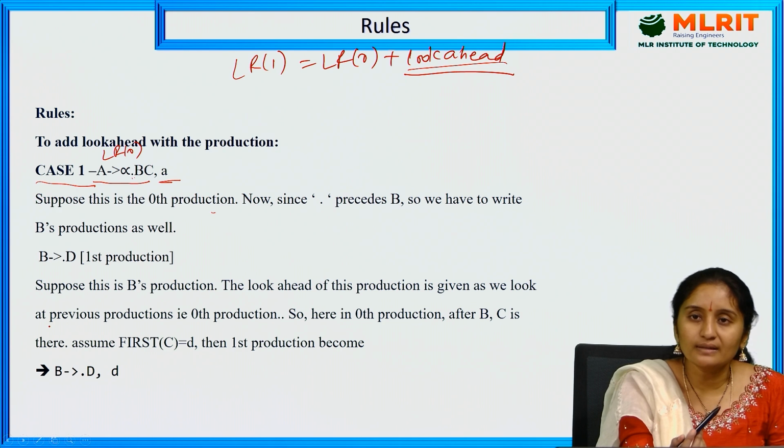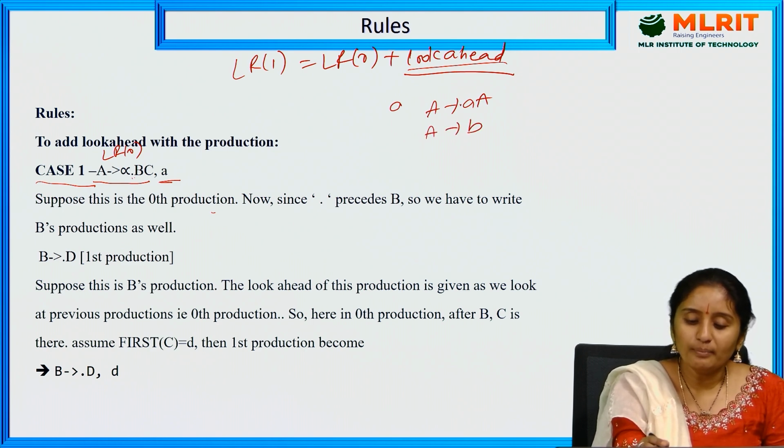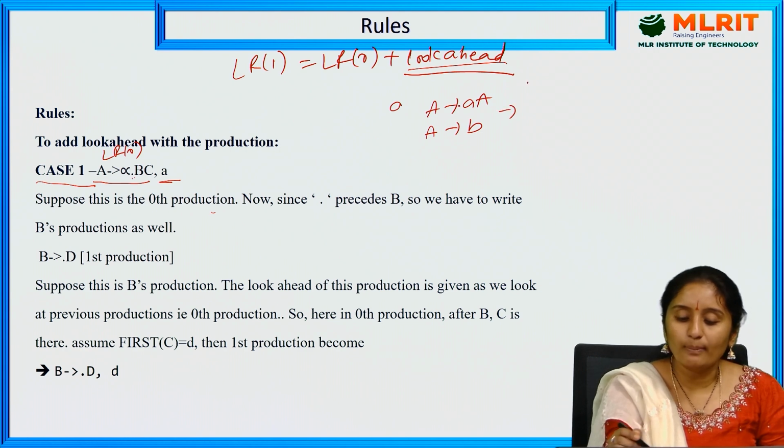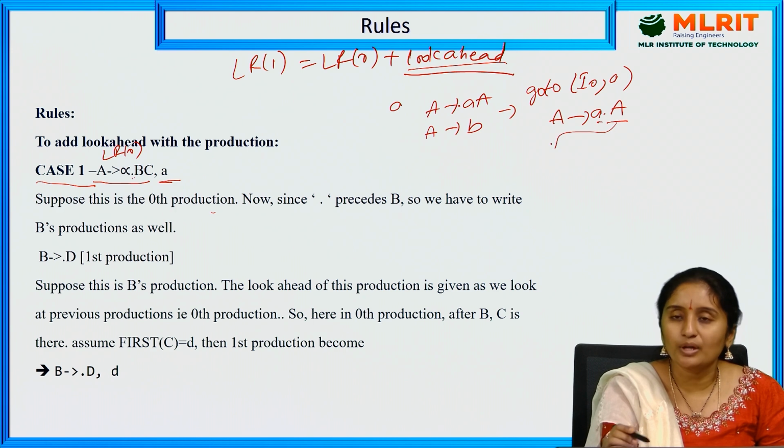As we have already constructed LR(0) and SLR(1) parsers, when you find the goto function on each state, for example, A tends to AA, A tends to B. Now I am going to have the dot here. When I apply goto function on this, goto(I0, a), what happens is A tends to A dot A. After dot, if I find a non-terminal, then we need to write that non-terminal's productions.